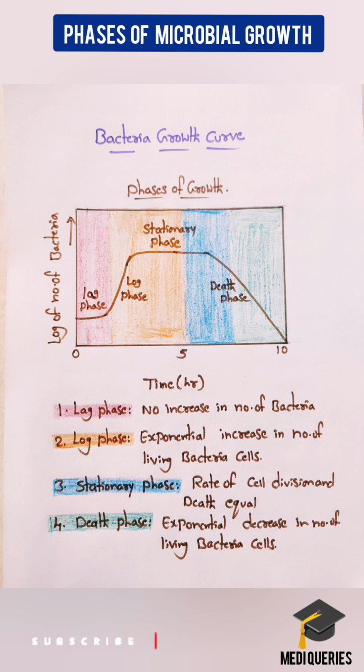The first phase is the lag phase. Here there is no increase in the number of bacteria. The second phase is the log phase. During this phase, there is an exponential increase in the number of living bacterial cells. The third phase is the stationary phase. During this phase, the rates of cell division and death are equal. And the fourth phase is the death phase. In this, an exponential decrease in the number of living bacteria is seen.